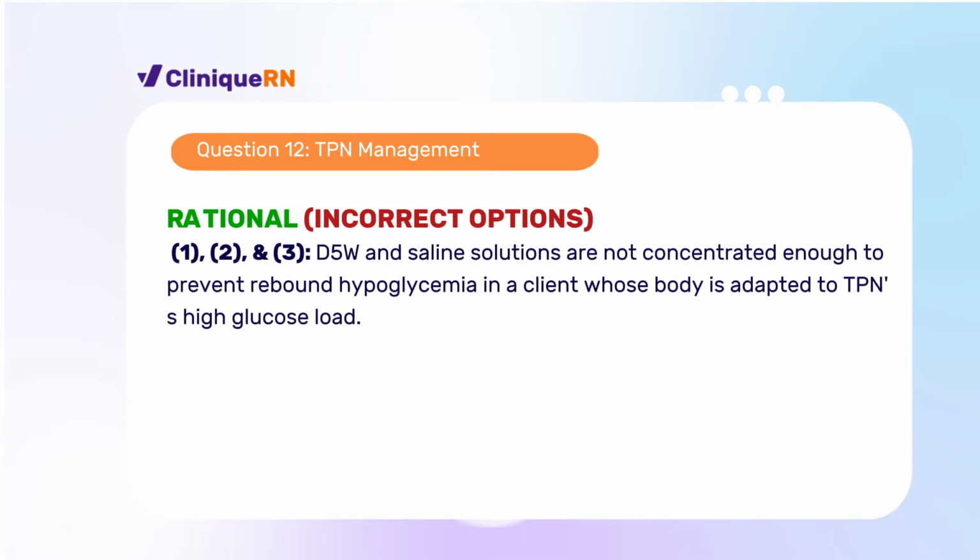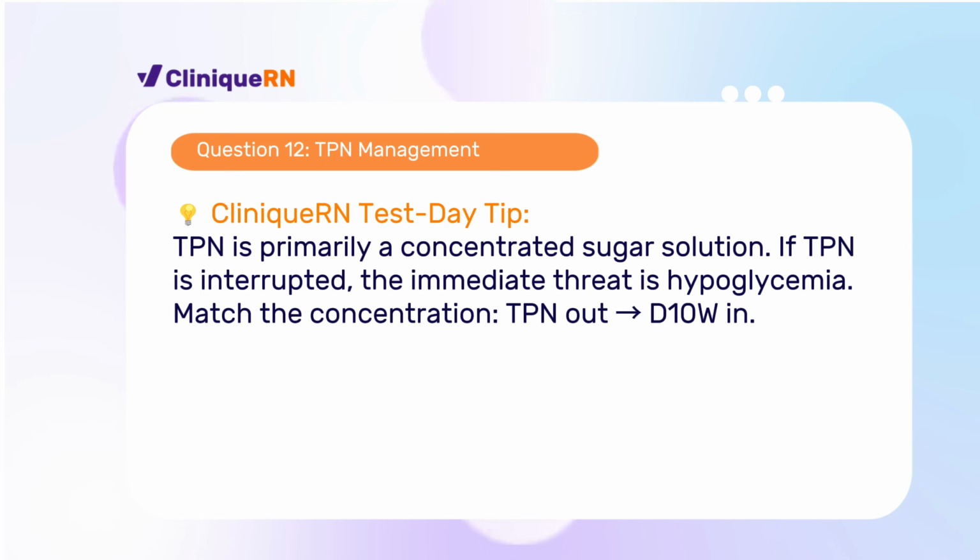Incorrect answers: 1, 2, and 3. D5W and saline solutions are not concentrated enough to prevent rebound hypoglycemia in a client whose body is adapted to TPN's high glucose load. Clinique RN Test Day Tip: TPN is primarily a concentrated sugar solution. If TPN is interrupted, the immediate threat is hypoglycemia. Match the concentration. TPN out means D10W in.